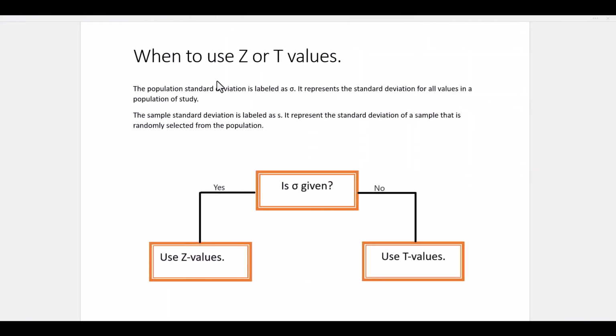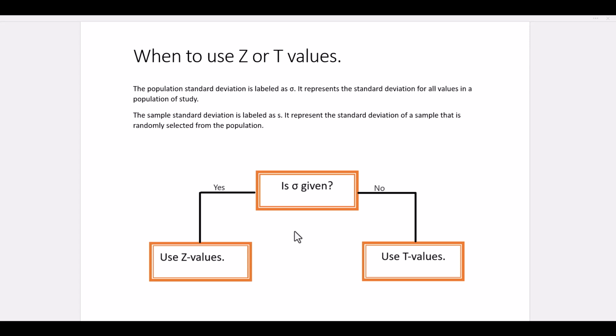This video demonstrates when to use z or t values. We begin with some key definitions. First, the population standard deviation is labeled as sigma. It represents the standard deviation for all values in a population of study. The sample standard deviation is labeled as S. It represents the standard deviation of a sample that is randomly selected from the population.